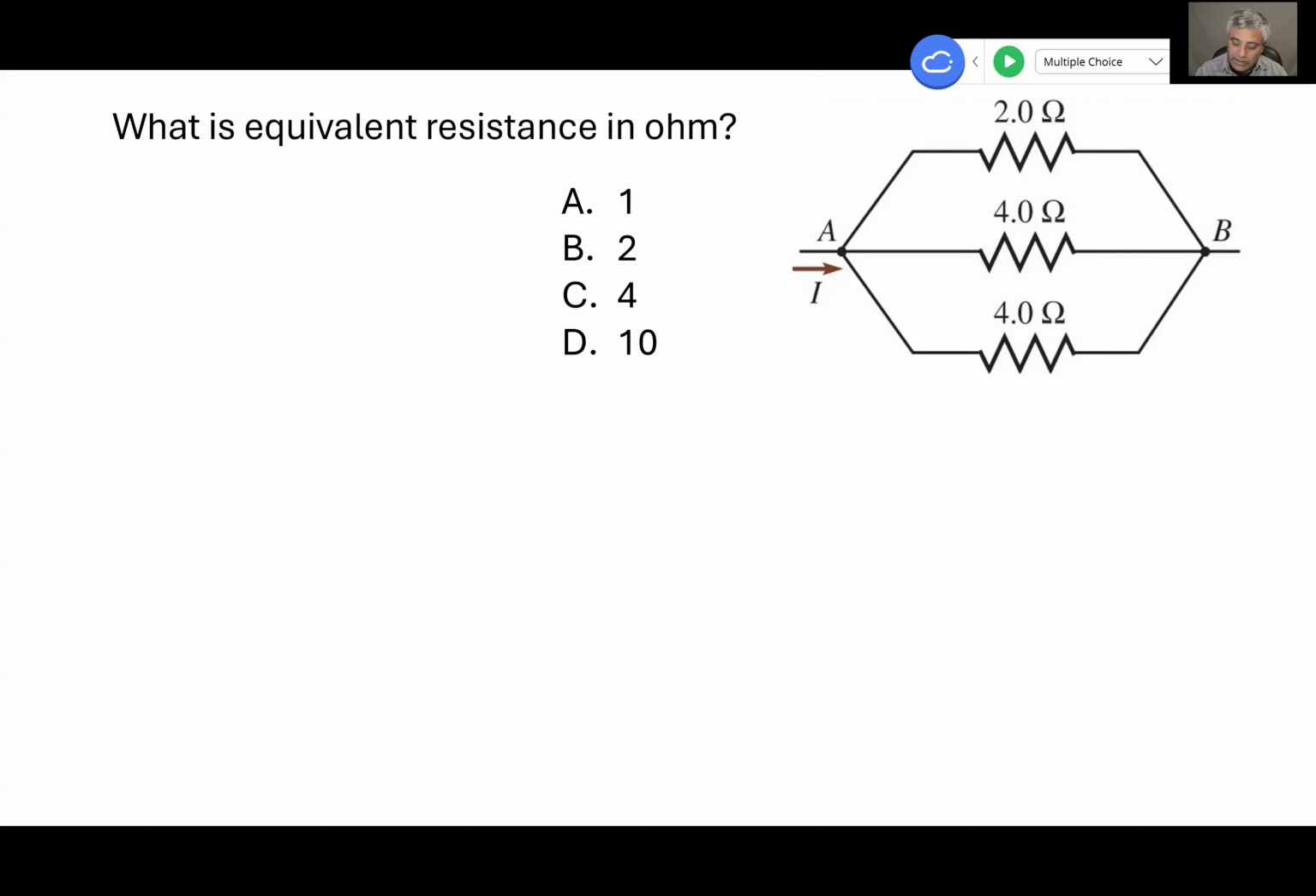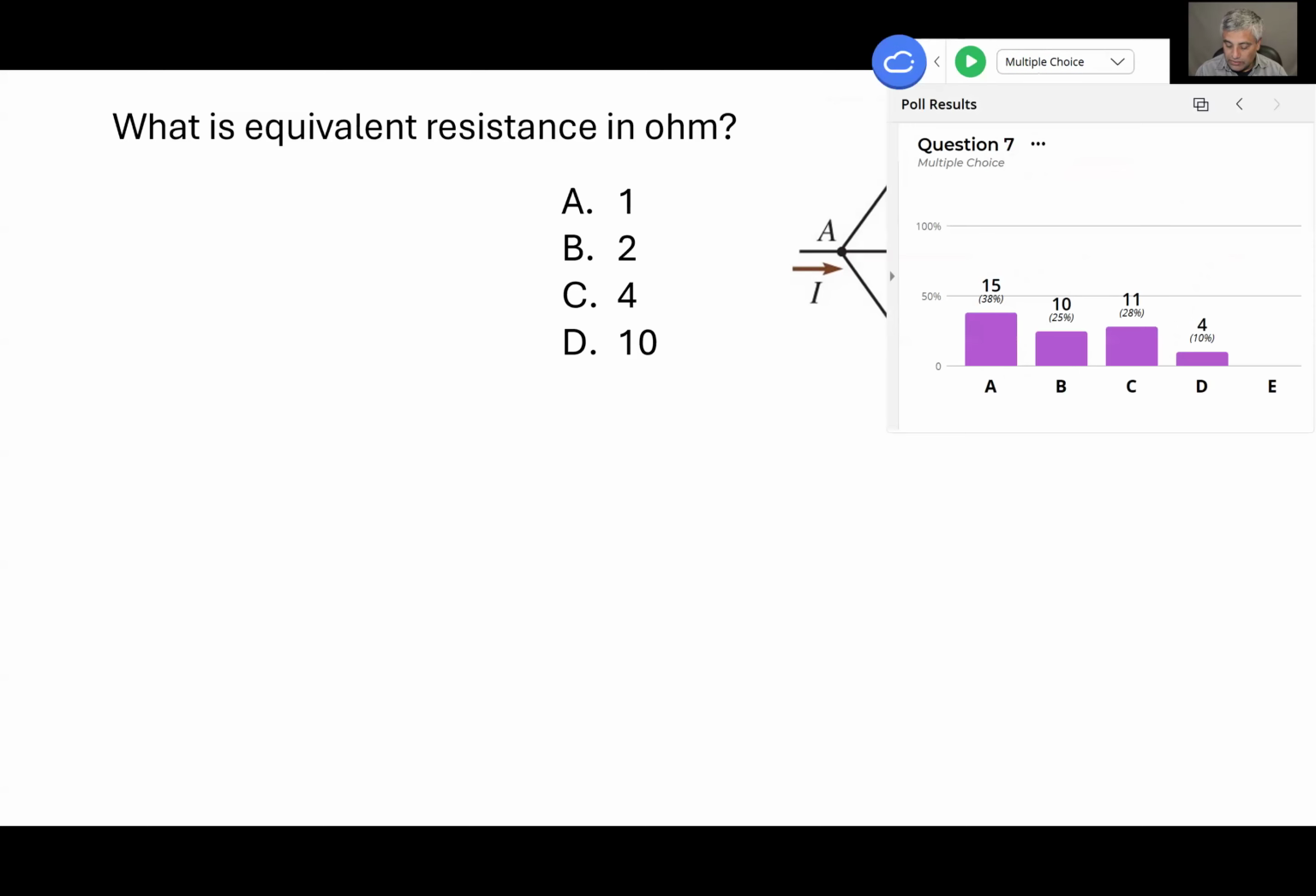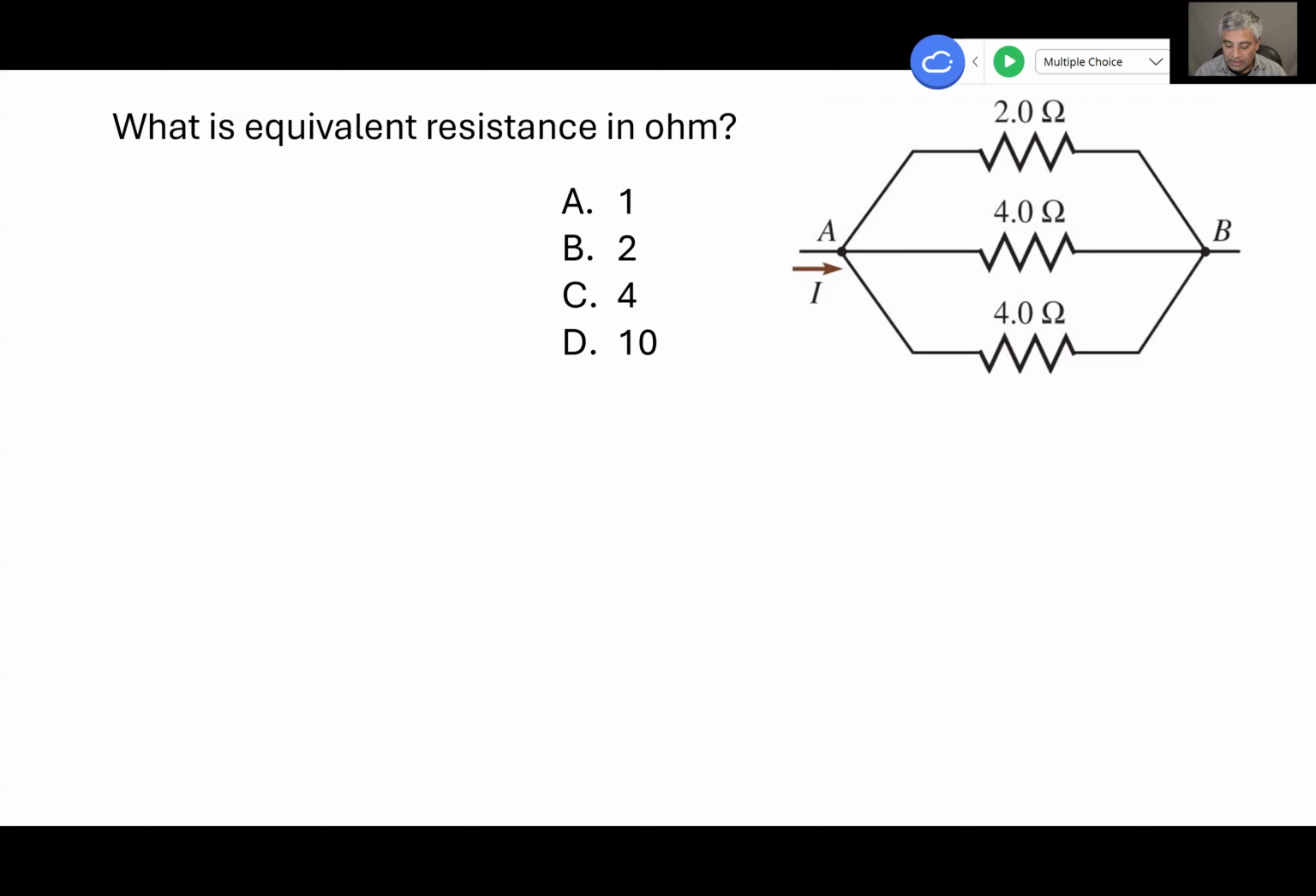Okay, let's see what we got here. So we have all of those, slightly more for A, B, and C. They are competing. Okay. So equivalent resistance. They are connected in parallel, see? So they are connected in parallel.